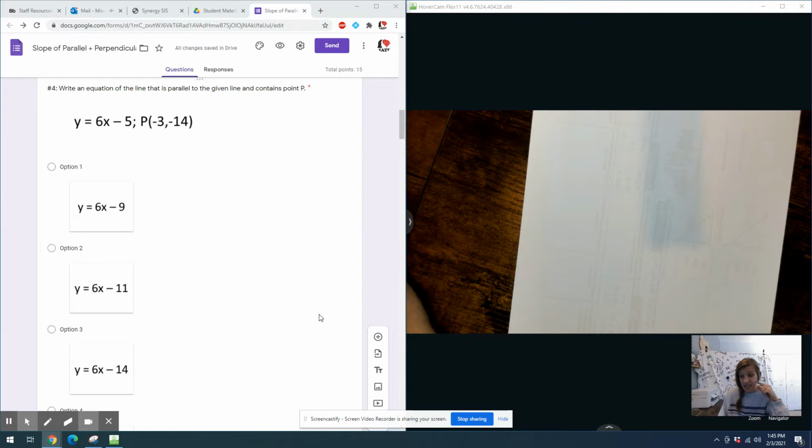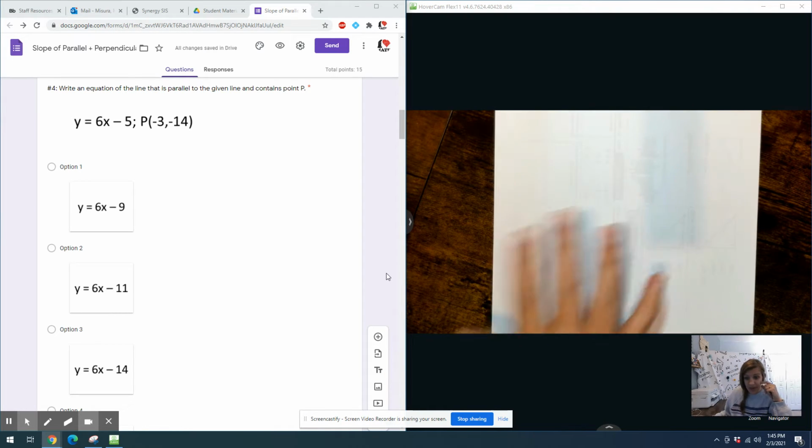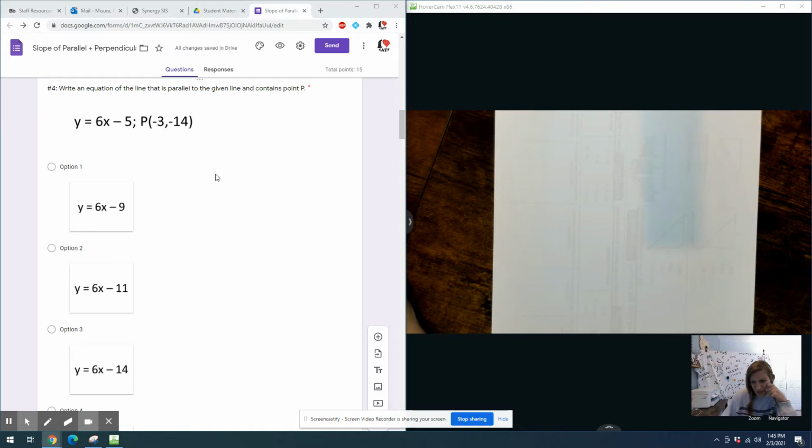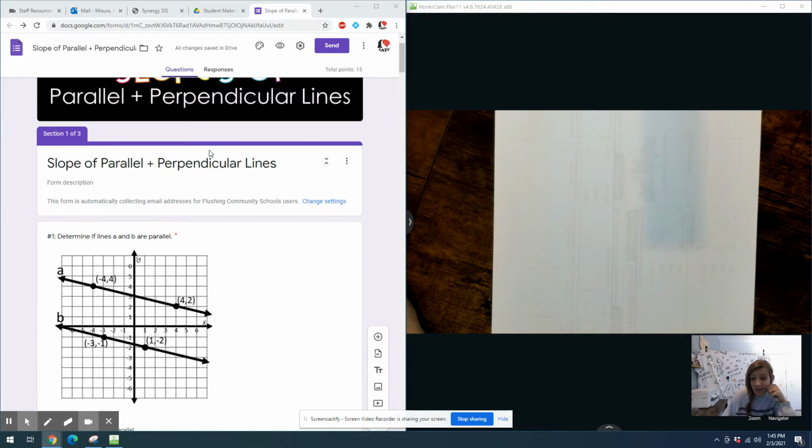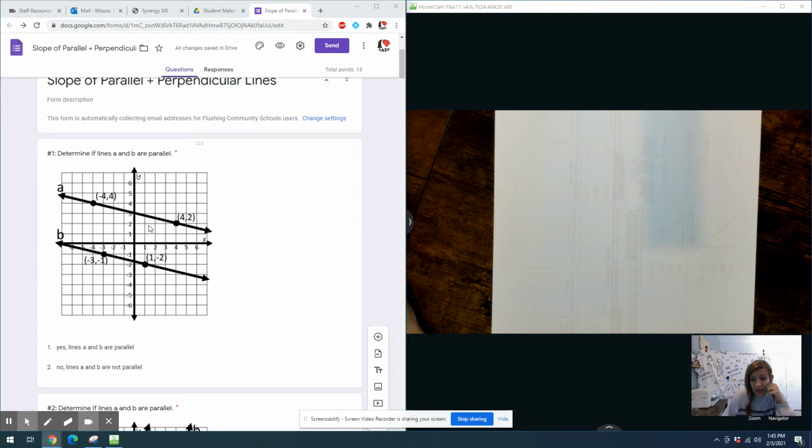Alrighty, guys. So this is from our assignment today, and I'm going to do a couple of them with you, like maybe two, maybe three if you're lucky. So looking at this assignment here, it's going to be in three sections. The first section is all about being parallel or not.